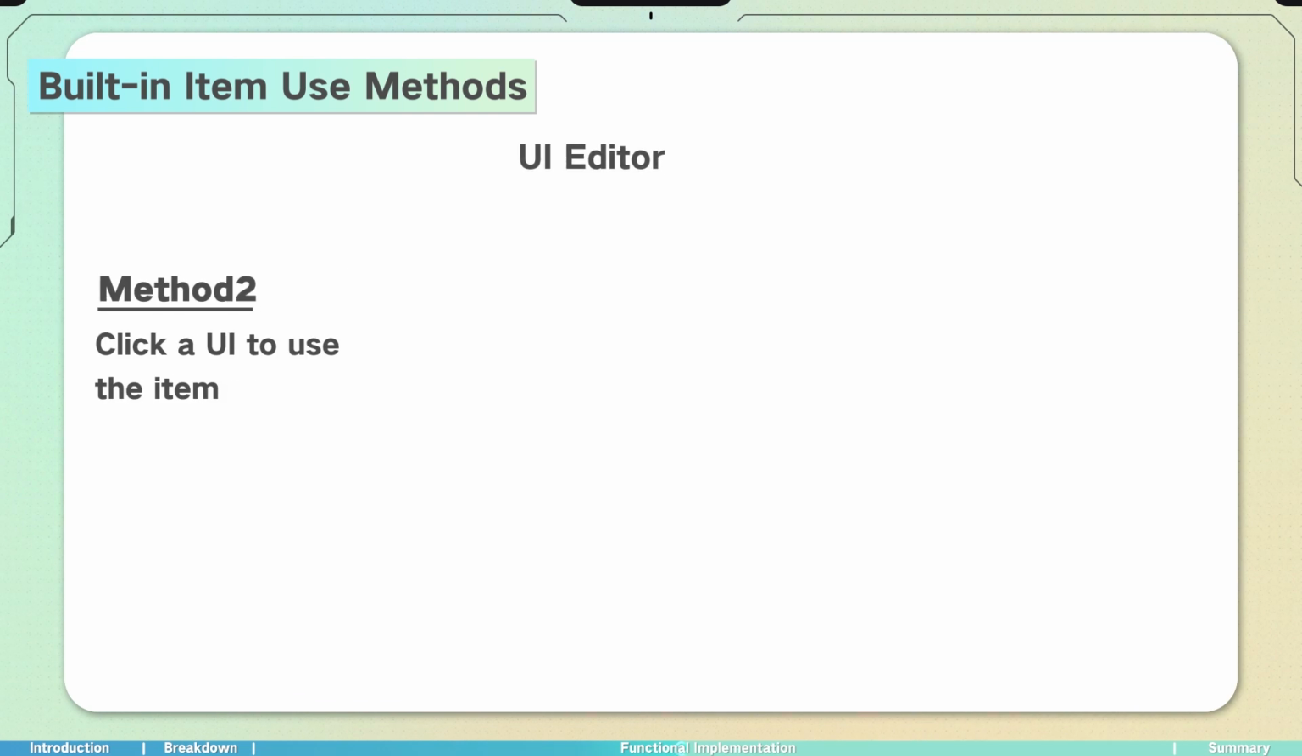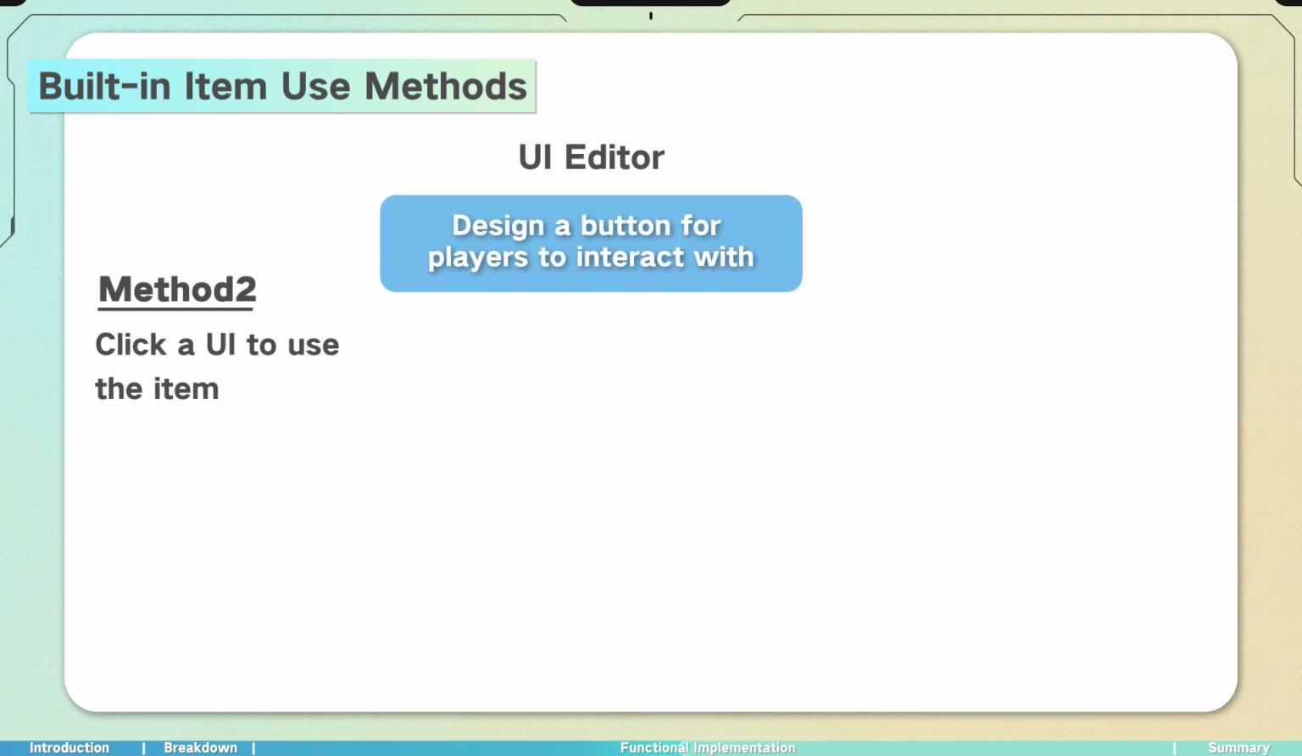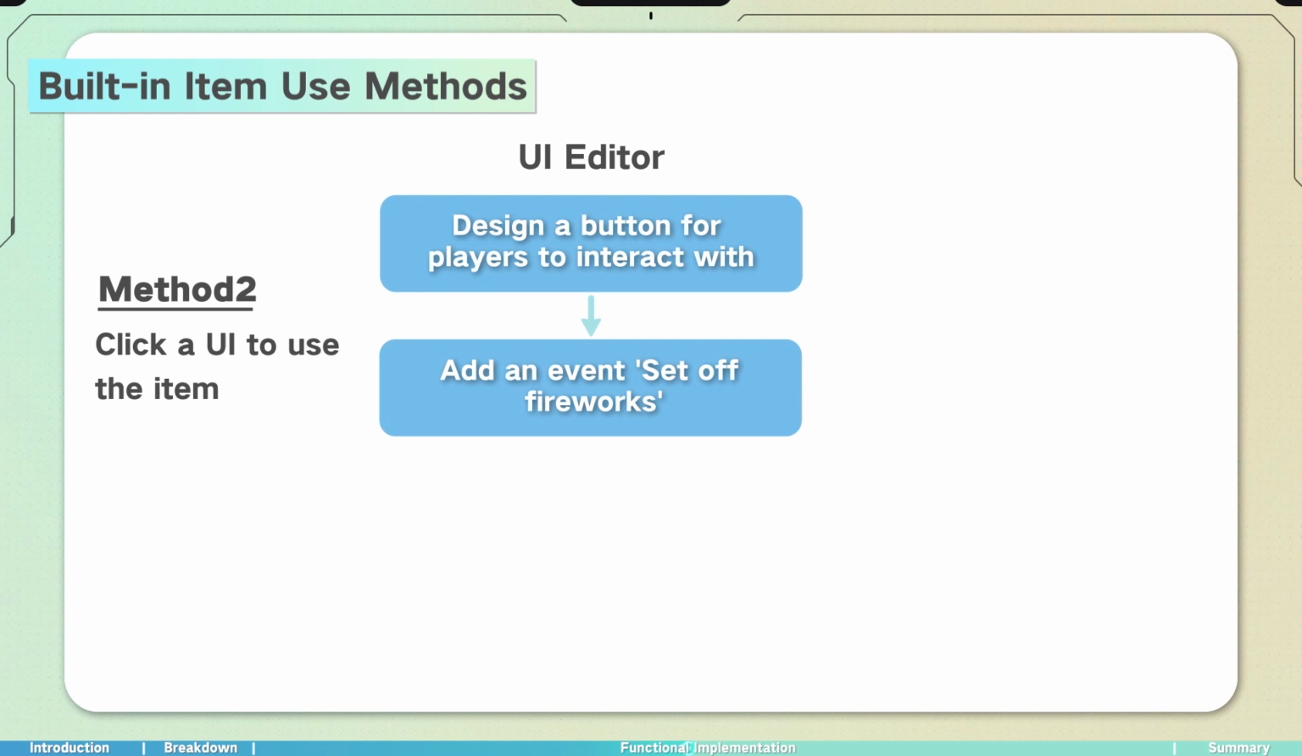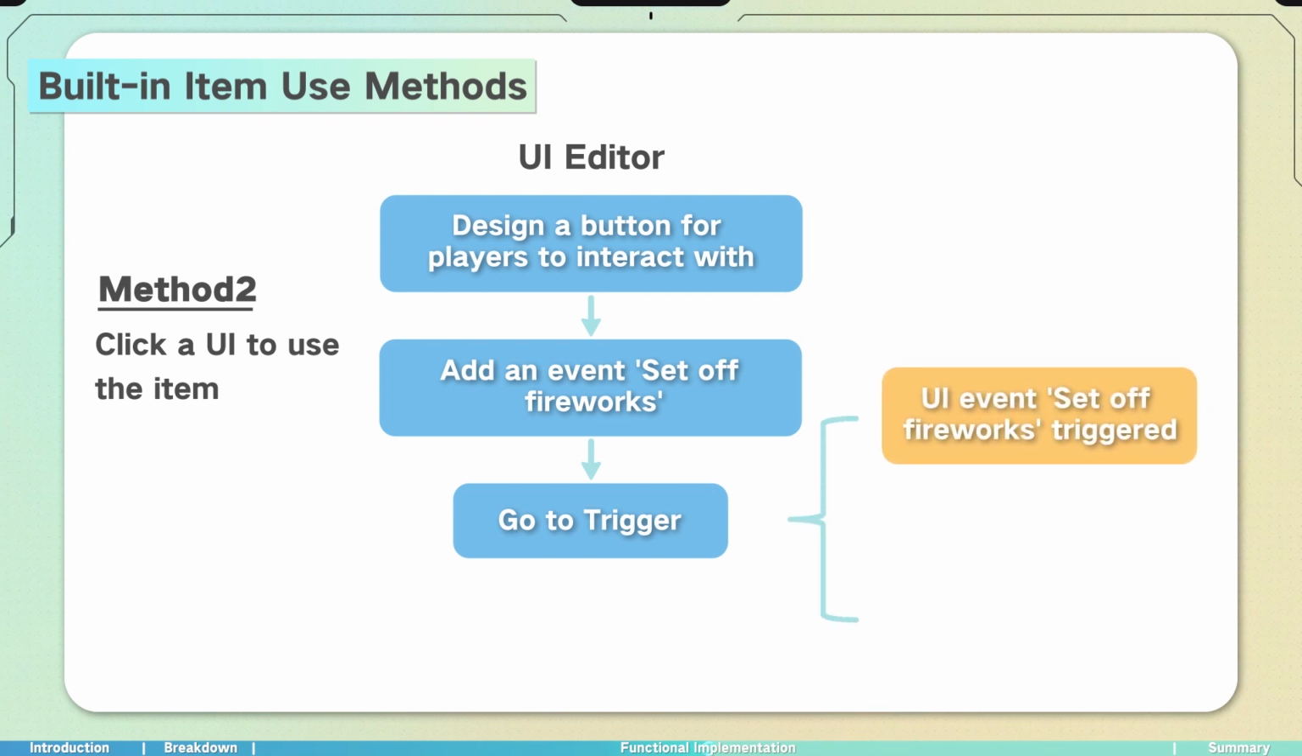In UI Editor, we need to design a button for players to interact with and add an event, set off fireworks, for it. It should be visible all the time. Then, we go to Trigger, create a new trigger, button pressed. When the UI event, set off fireworks, is triggered, we call the function fireworks to set off fireworks at the location point of the hero unit. These two methods are built in the editor and are relatively easy to achieve.